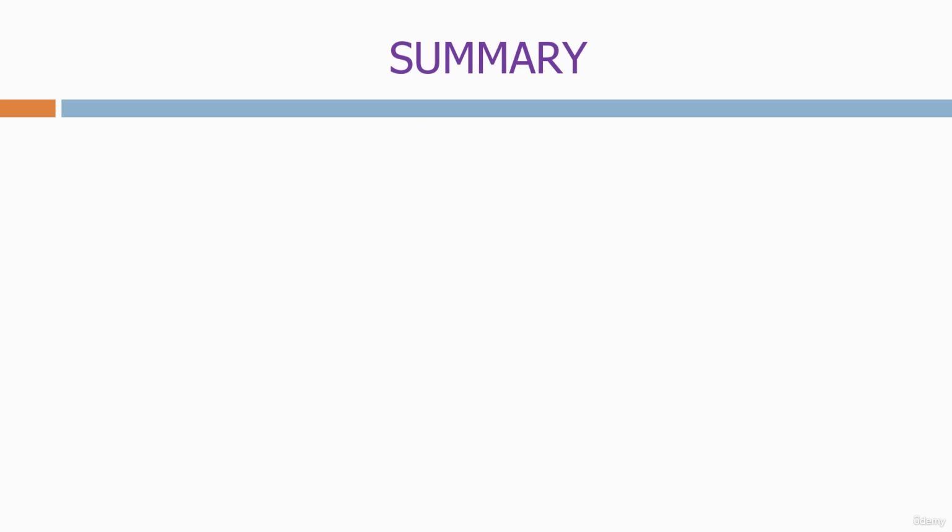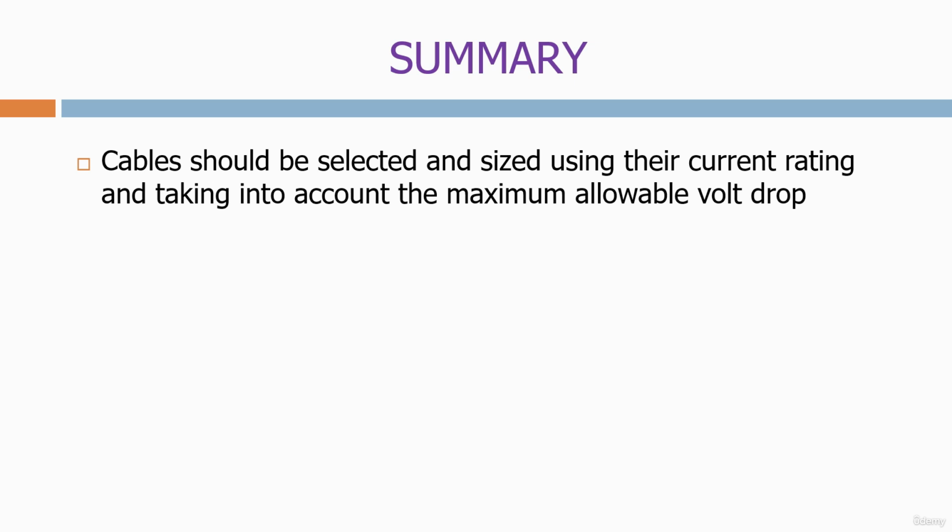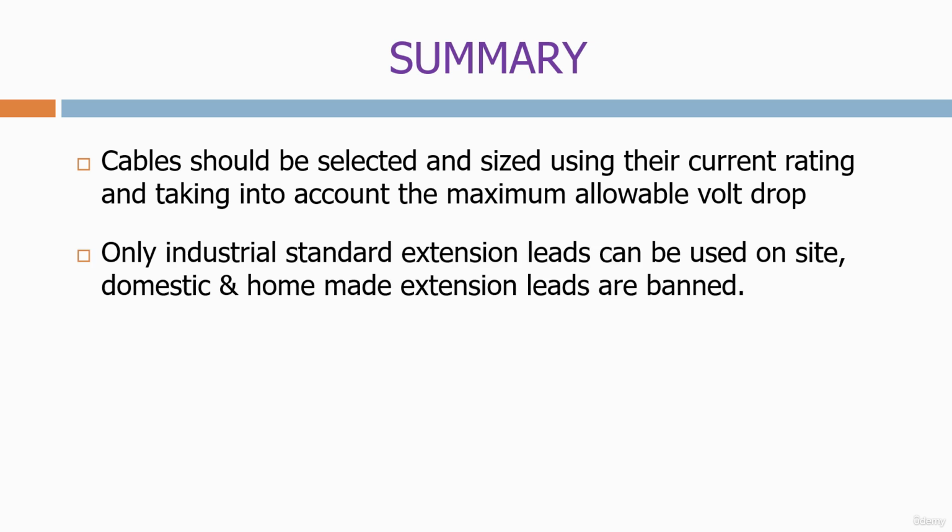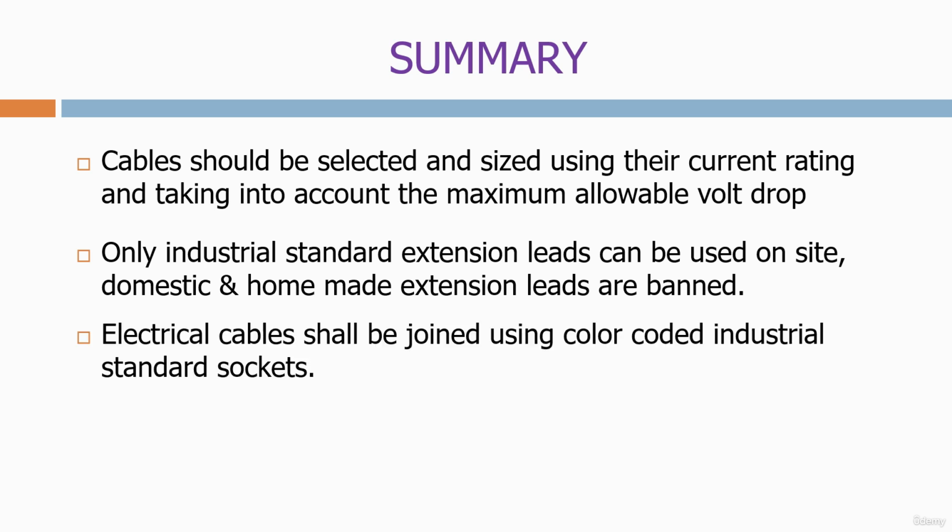Let's summarize what we've learned today. Cables should be selected and sized using their current rating and taking into account the maximum allowable volt drop. Only industrial standard extension leads can be used on site. Domestic and homemade extension leads are banned. Electrical cables should be joined using colour-coded industrial standard sockets.